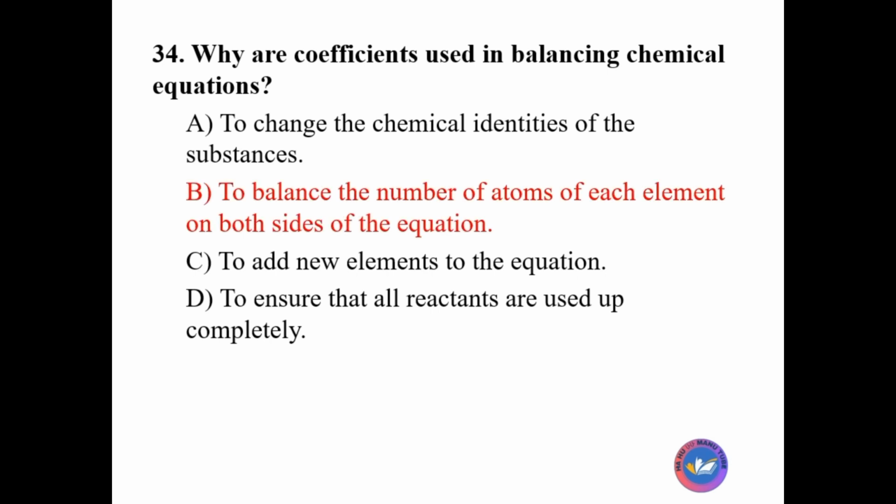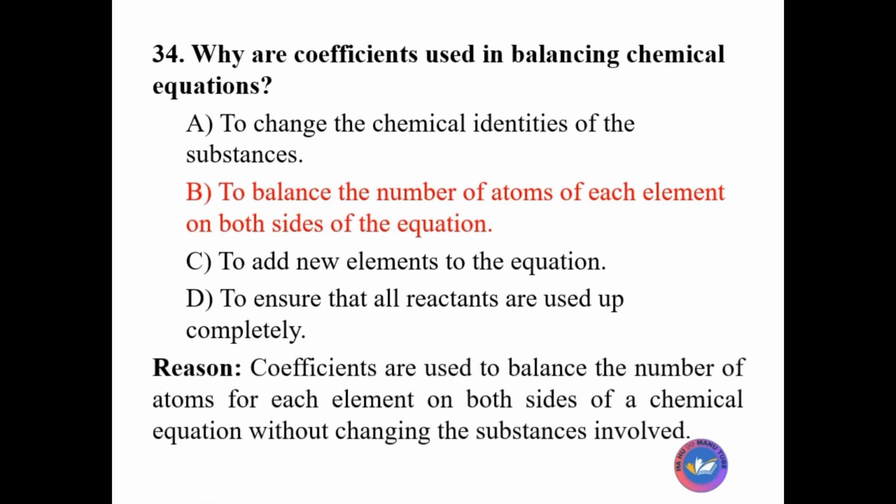The answer will be to balance the number of atoms of each element on both sides of the equation. Coefficients are used to balance the number of atoms for each element on both sides of a chemical equation without changing the substance involved.